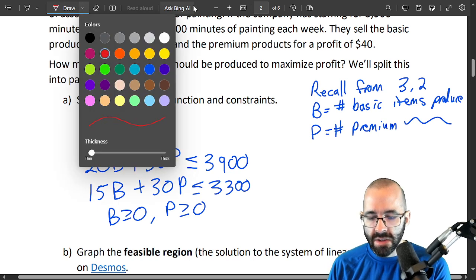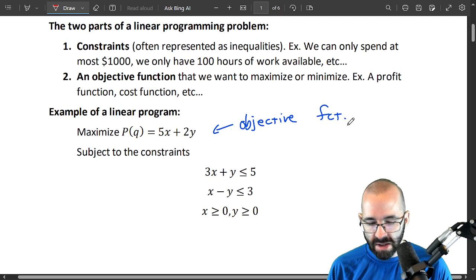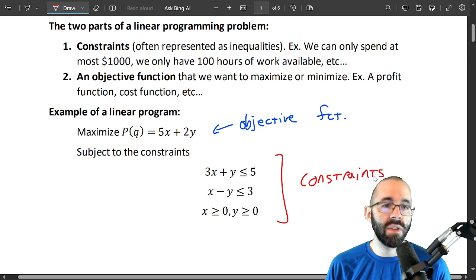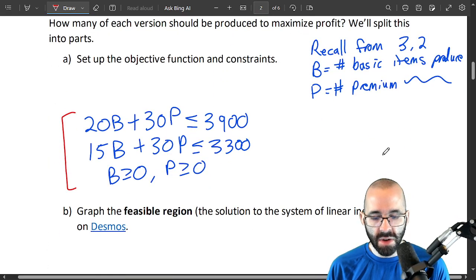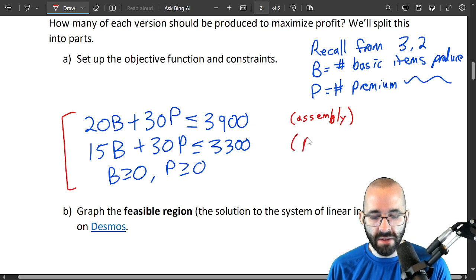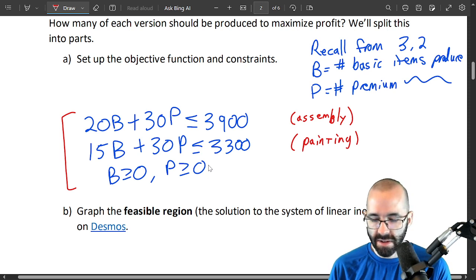So these are our constraints. Remember, I said there's two things, right? There's an objective function and constraints to any linear program. These are the requirements that we have to follow. We only have so much. We have a constraint for assembly. We have a constraint for painting. And then we have a requirement for things to not be negative. So these are our constraints.